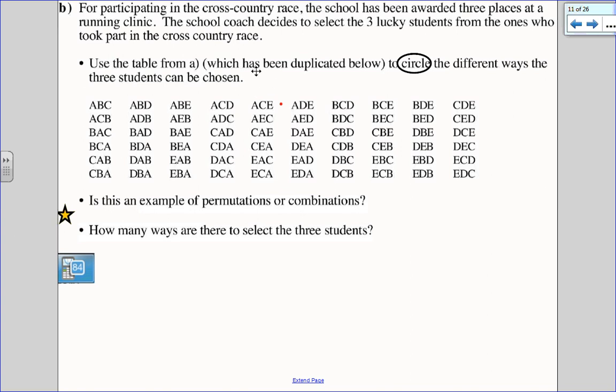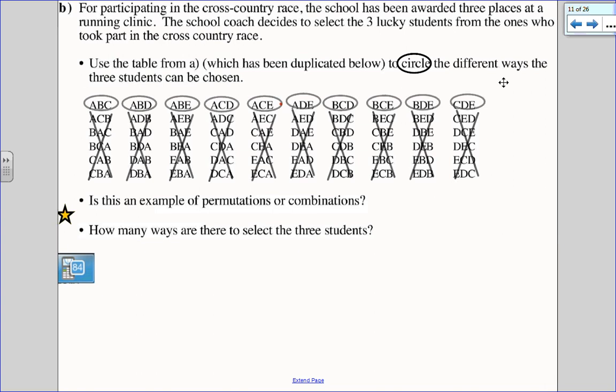Okay, so what I want to do is look at this table and get rid of all the duplication. So if I look at this table here, I can definitely see that there are some doubling up. So if I want to choose students A, B, and C, that's the same as choosing A, then B, then C, or A, then C, then B, etc. So everything below that heading is crossed off because the order that I'm selecting the 3 students doesn't matter. It just matters that I'm selecting them.